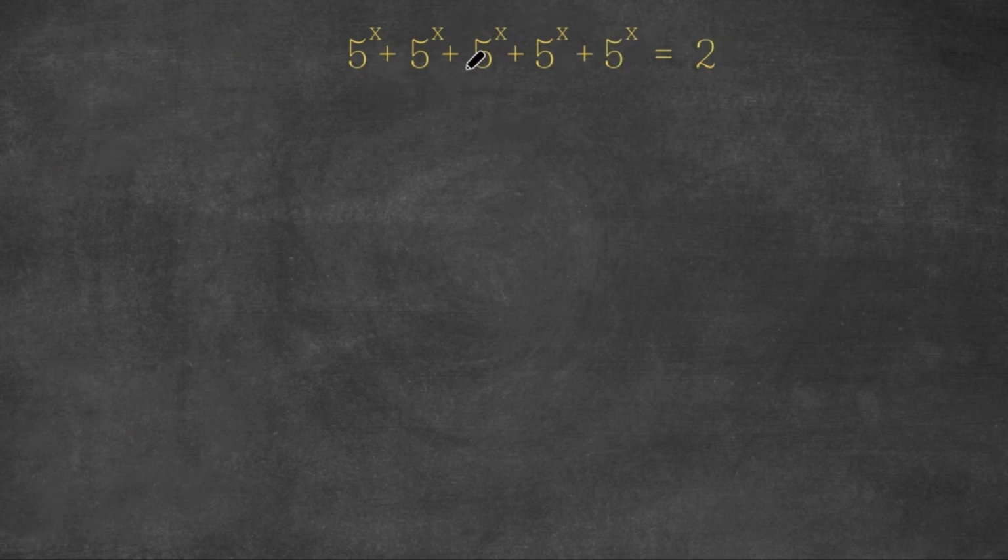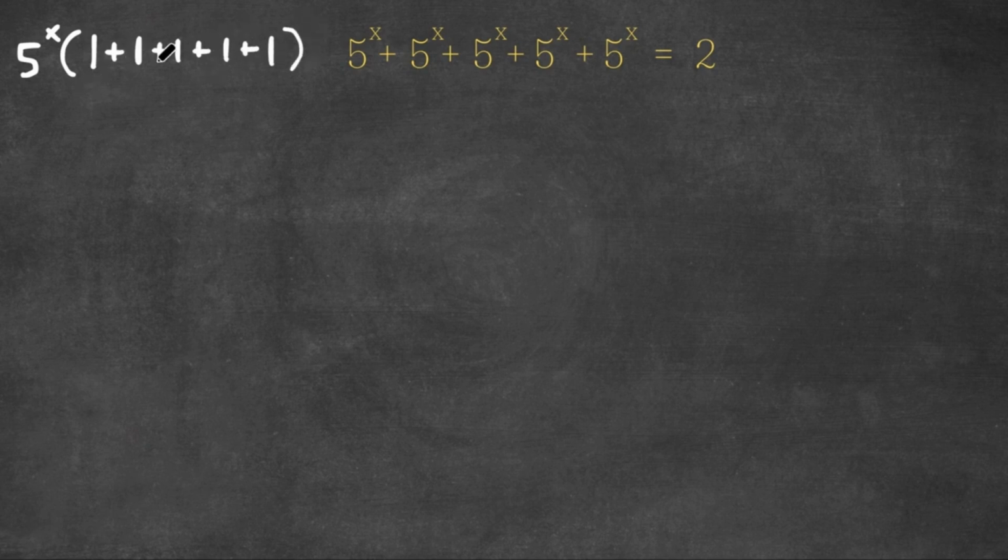Now, because our left-hand side here has all our terms being 5 to the power of x, I'm going to factor out 5 to the power of x from our left-hand side. So by doing that, I get 5 to the power of x times 5 to the power of x divided by 5 to the power of x is 1 plus, same thing again, they're the same terms, 1 plus 1 plus 1 plus 1.